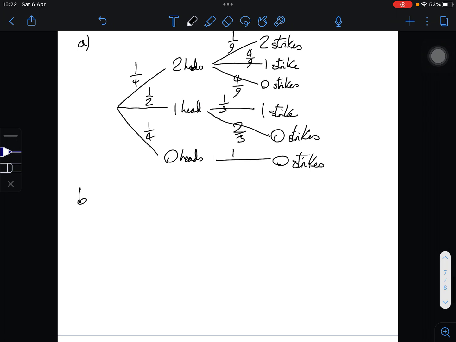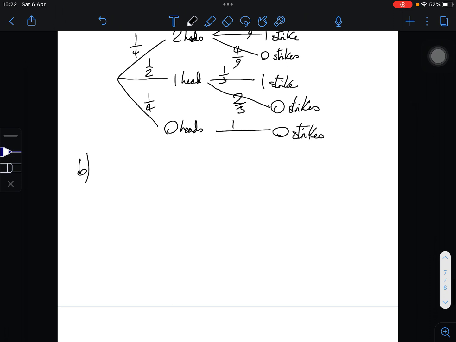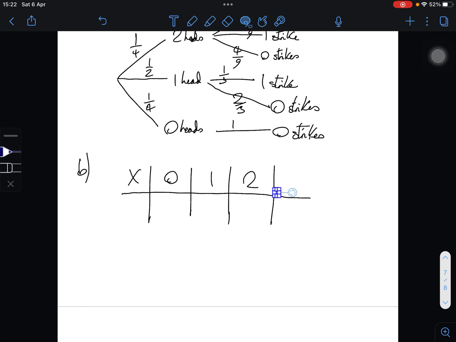But that's our diagram, tree diagram. B. Let X be the number of strikes Susie gets. So 0, 1, or 2. Find the probability distribution of X. Okay, well, the probability distribution of X is going to be like that. And so therefore we've got 0 strikes, 1 strike, or 2 strikes. Don't really need the final line, so let me just get rid of that.